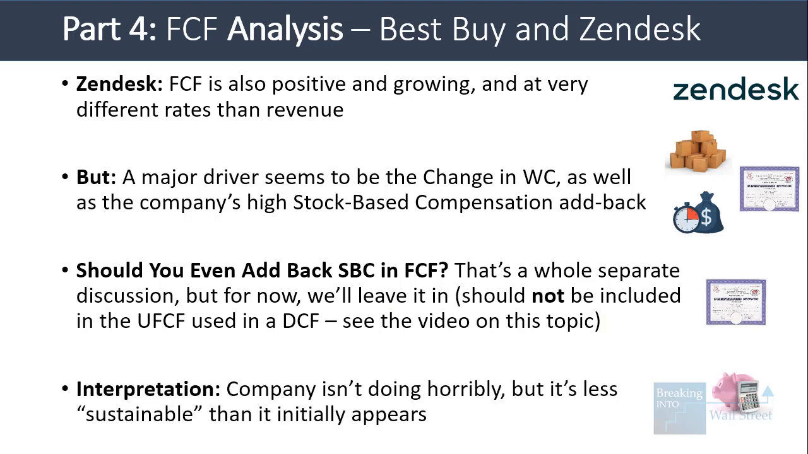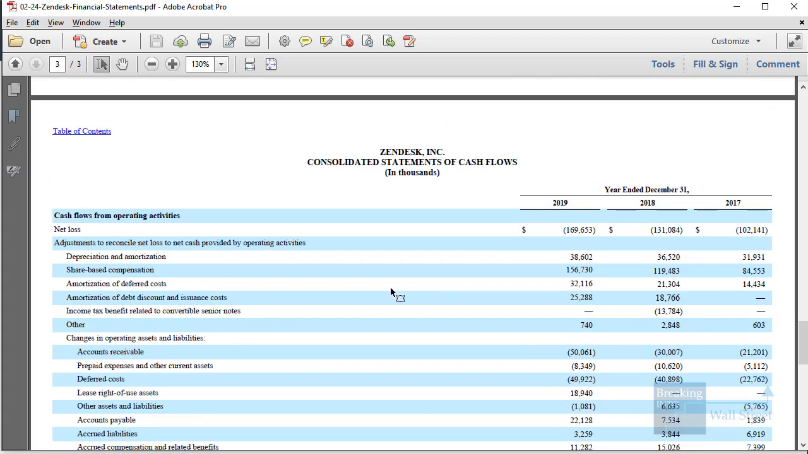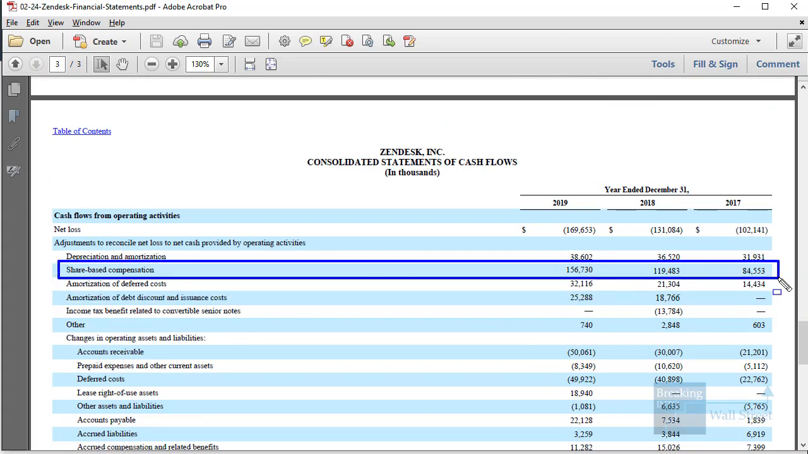Our interpretation here is that the company isn't doing horribly. It's not bleeding cash quite as much as other high-growth software companies, but it's less sustainable than it initially appears because yes, it doesn't cost the company anything in cash terms here, but effectively what they're doing is diluting their existing shareholders and paying their employees in stock rather than cash so that their cash flow goes up in the current period, even though later on it'll cost them because their shares will be worth less to their current shareholders.